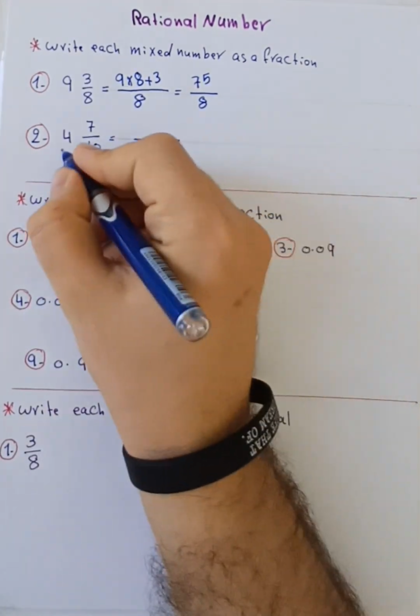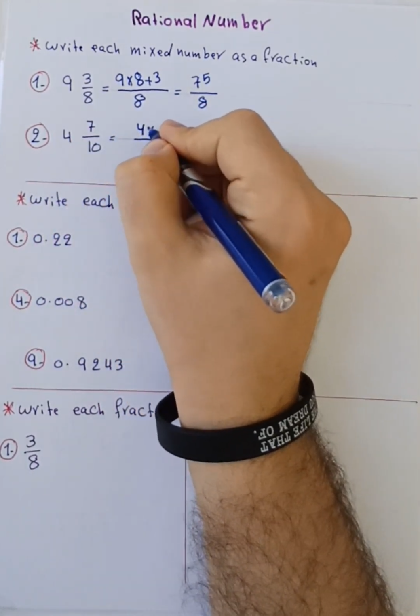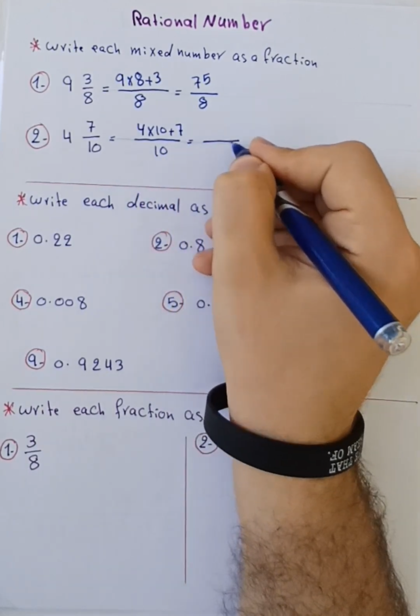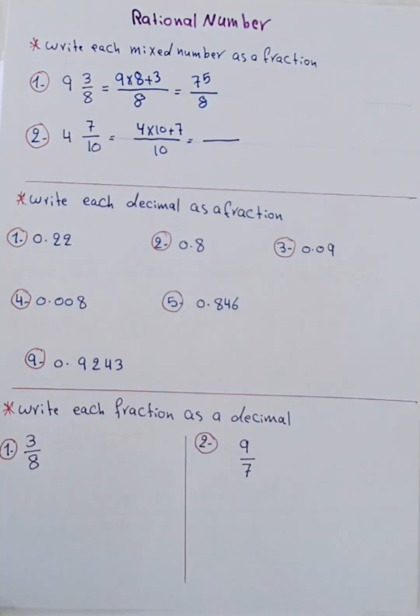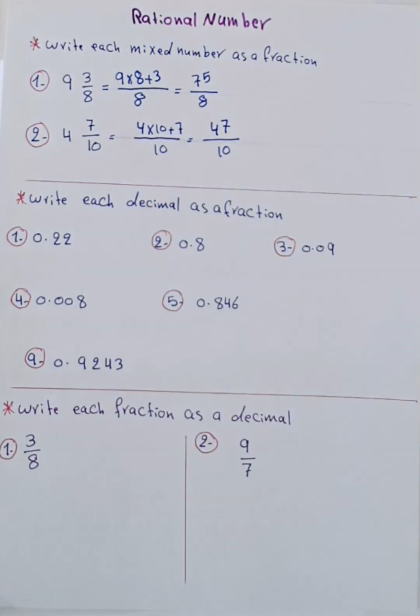The second one, we have 4 and 7 out of 10. We have to multiply 4 by 10 plus 7 out of 10. 4 times 10 is 40 plus 7 equals 47 out of 10.